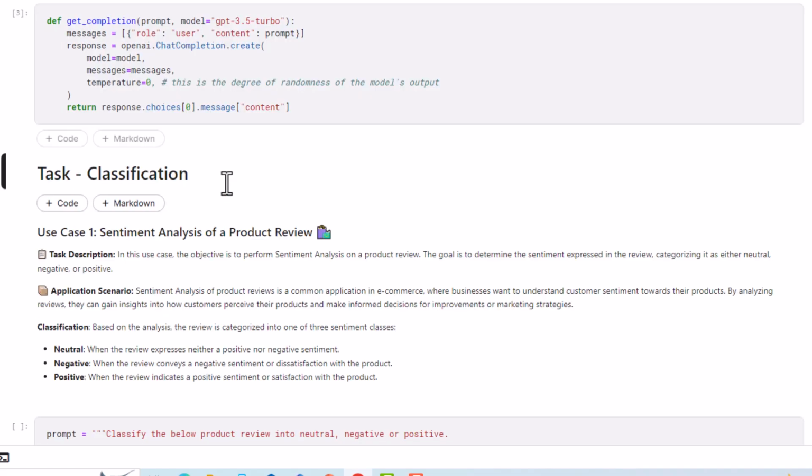The first task we will look at is called classification. The first use case within classification is something known as sentiment analysis of product reviews. Now, this is a very common use case in the e-commerce industry where the business wants to understand different sentiments of their products. The sentiment of different products will help them improve decision making and create different marketing strategies.